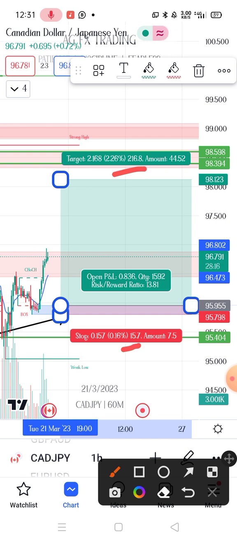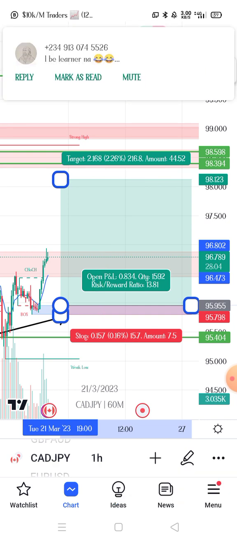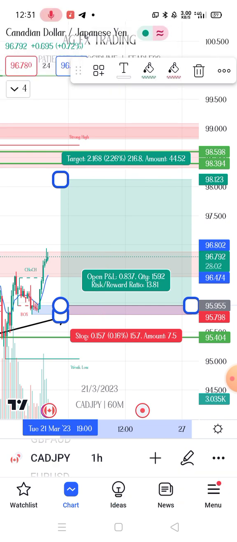Do you understand? Alright, so this is basically it. And this is it in percentage. I'm making 2% of my account, and if it goes against me, I'm losing 0.157 of my account. Alright, so this is what stop loss and target mean when I'm buying. This is what it looks like.